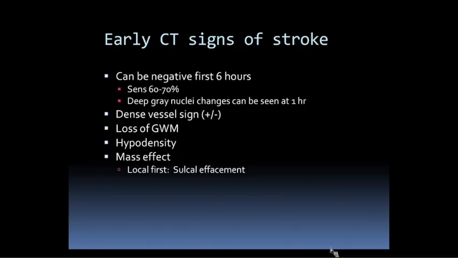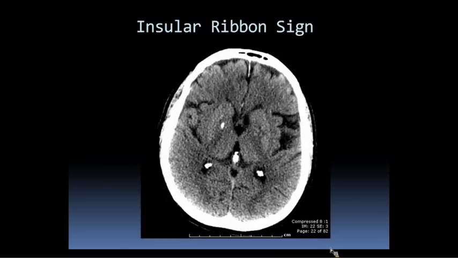Then we'll talk about things like general loss of gray-white matter differentiation, parenchymal hypodensity, essentially dark signal or appearance, and mass effect. The first manifestation of mass effect is sulcal effacement. Even if you have a small localized stroke in a certain area, that swelling will cause loss of the CSF-containing sulcus in that area. So we'll look at a few examples of some of the early signs.